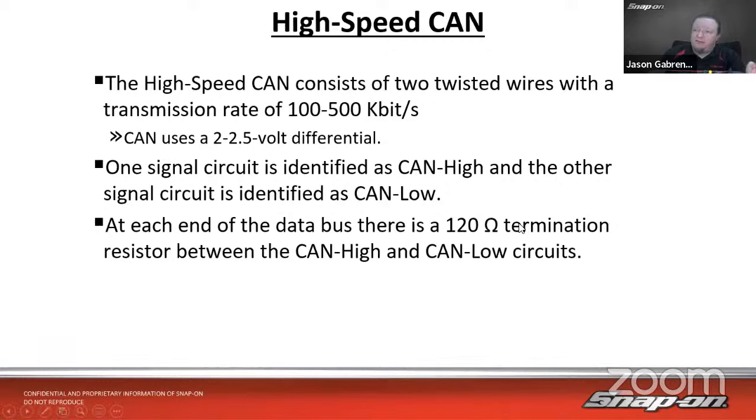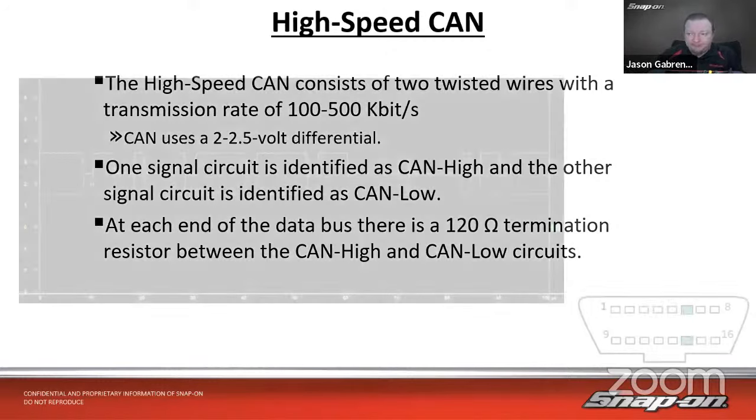At each end of the data bus, there's also a 120 ohm termination resistor between the high and low circuits. So that acts kind of like the end of the line, the stop sign. Here's where the end of the line is. It's usually inside a module. So if we have a problem with the termination resistor, we'll have a problem with the circuit as well. Communication problem on the car.